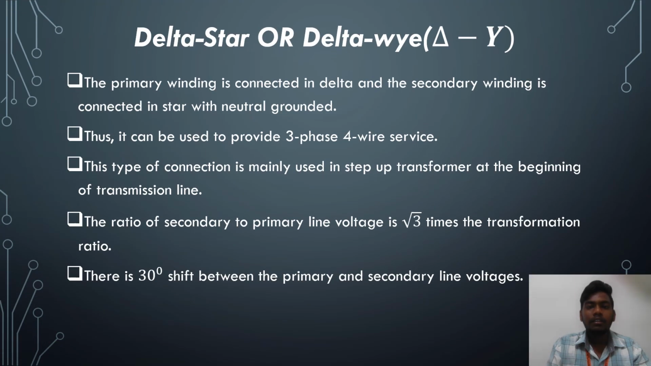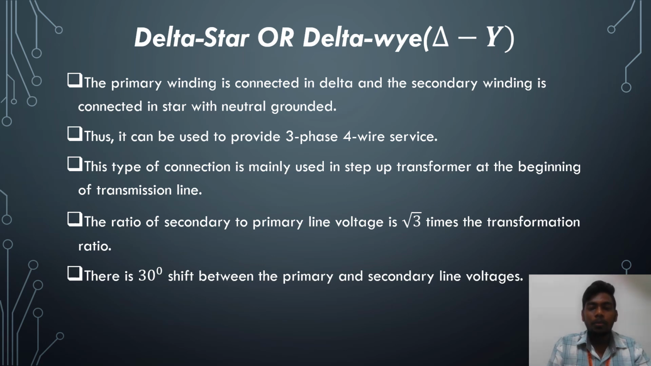Next, delta-star or delta-Y connection. The primary winding is connected in delta and the secondary winding is connected in star with neutral grounded. Thus, it can be used to provide three-phase four-wire service. This type of connection is mainly used in step-up transformers at the beginning of the transmission line. It means this type of connection is used in the transmission lines, at the starting end of the transmission lines.